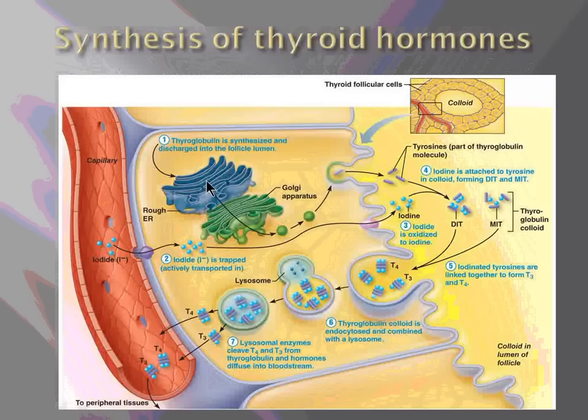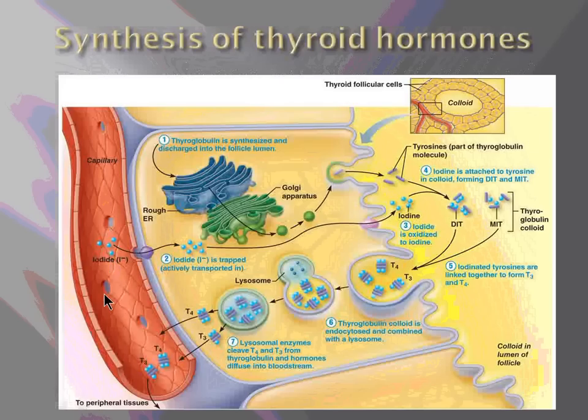So the first thing is that inside this rough endoplasmic reticulum, a substance called thyroglobulin, which is a protein, is synthesized. This thyroglobulin passes into the Golgi apparatus, and then by exocytosis it goes into the lumen of the follicle. It has amino acids called tyrosine inside the thyroglobulin. When all of this thyroglobulin is present in the lumen, it's thick and homogeneous, and it's known as colloid. So another name for it is colloid.